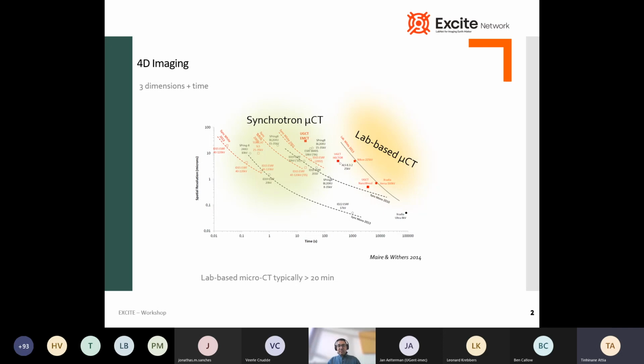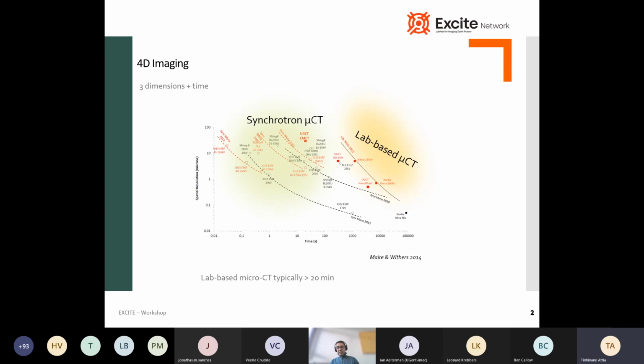To investigate the dynamic processes in the pore scale of geomaterials, we need sufficient time resolution. This very much depends on the time scale of the process. In other words, how fast the process that we want to capture happens.